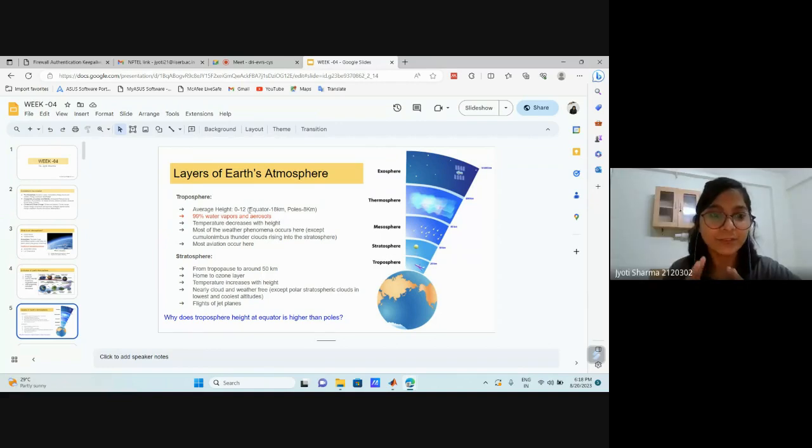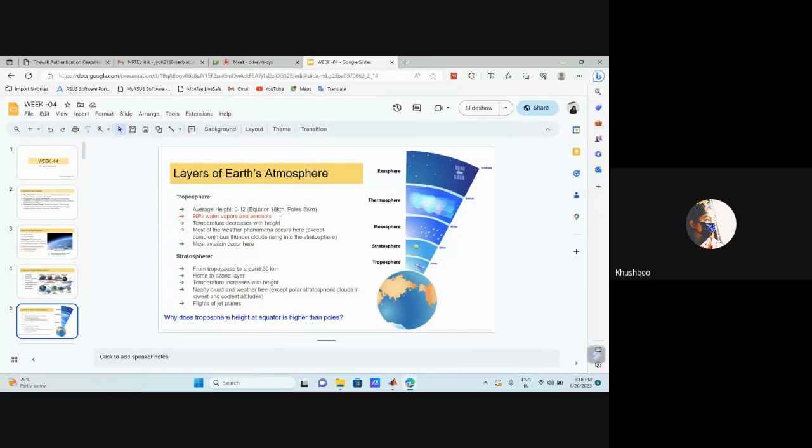Yes, because we know that the average height of the troposphere is only 0 to 12 kilometers. But that average comes from the equator and the poles. At the poles we have only 8 kilometers of troposphere, but at the equator we have 18 kilometers. So why is there a difference between the equator and pole troposphere height? Ma'am, it is due to differences in convectional currents.